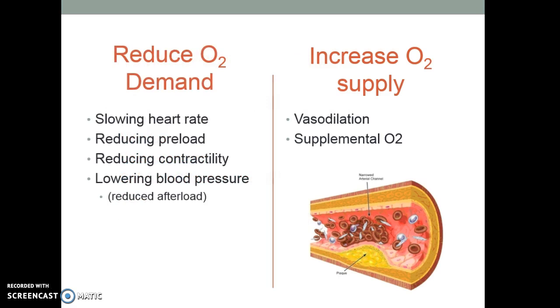Things you can do to reduce the oxygen demand are things like reducing the heart rate, so something that's a negative chronotrope, reducing preload, reducing contractility, and lowering blood pressure, which is reducing afterload. To increase the oxygen supply, you either can vasodilate or provide supplemental oxygen and therefore increase the amount of oxygen that's in the blood supply.